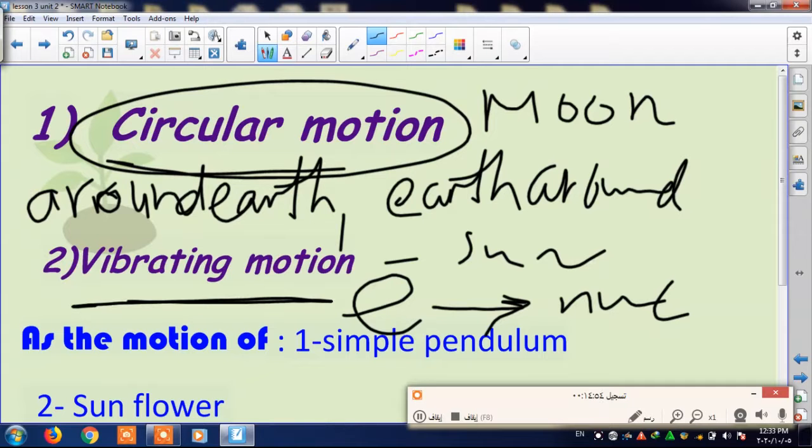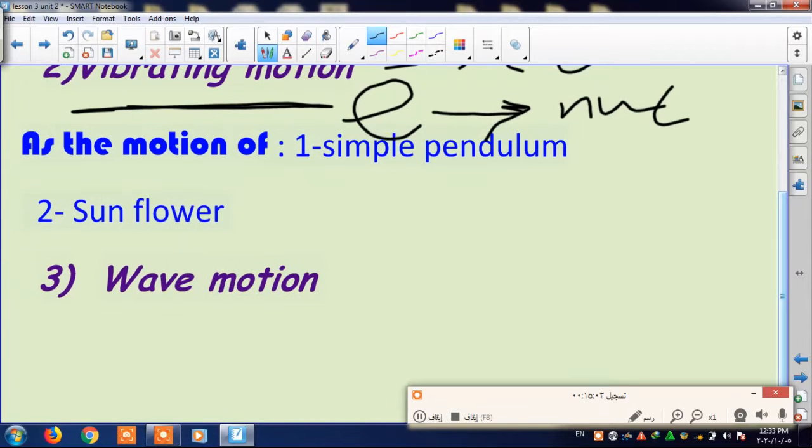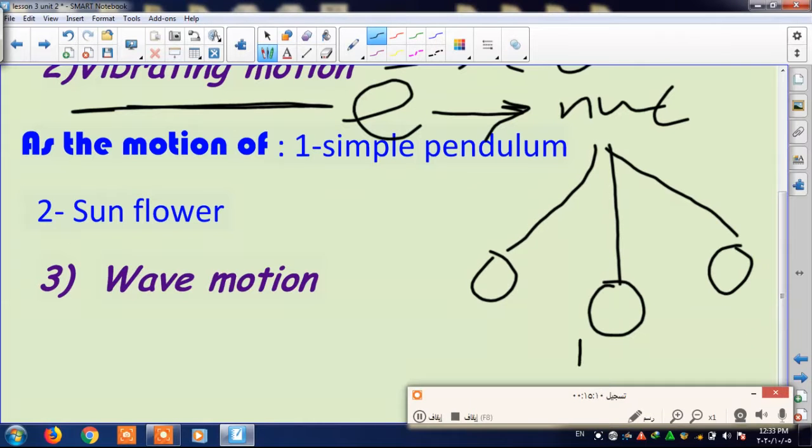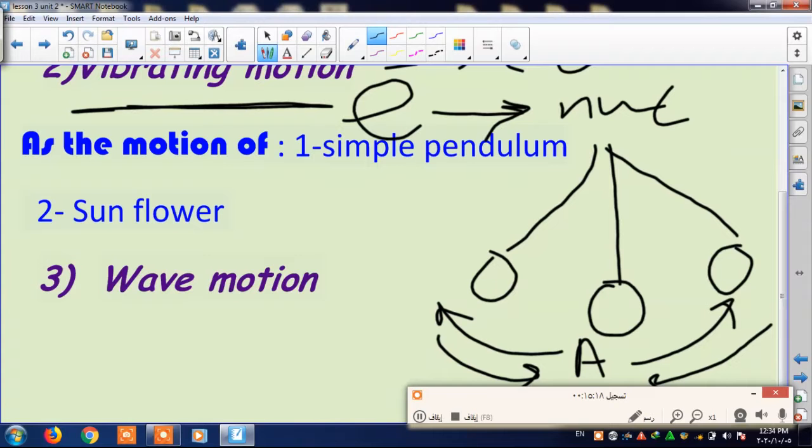Second one is the vibrating motion, like the motion of the pendulum. You know the pendulum? It is found in the old clock. The pendulum at rest can move right and return back, can move left and return back in equal intervals of time. So when the pendulum moves from point A to point B in 5 seconds, it returns in 5 seconds, moves to the left side in 5 seconds and returns in 5 seconds.